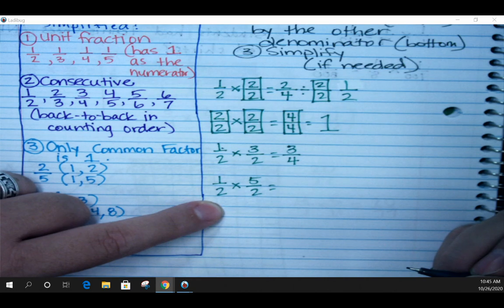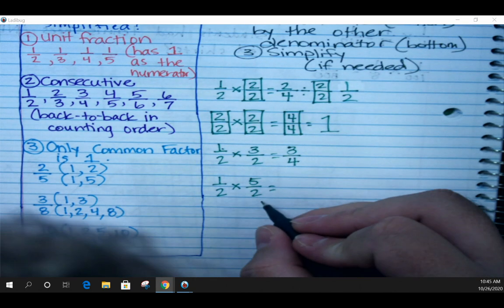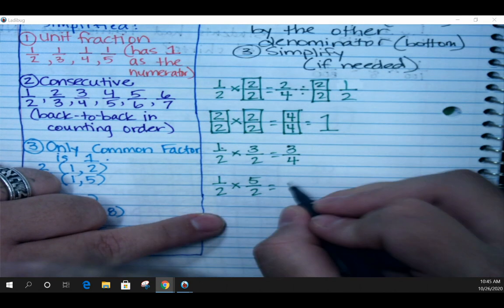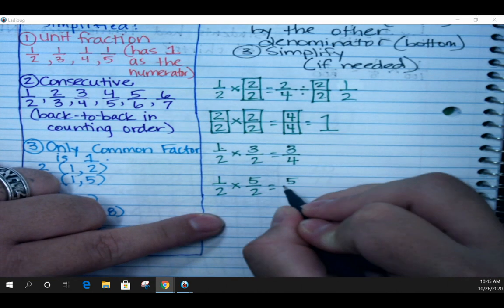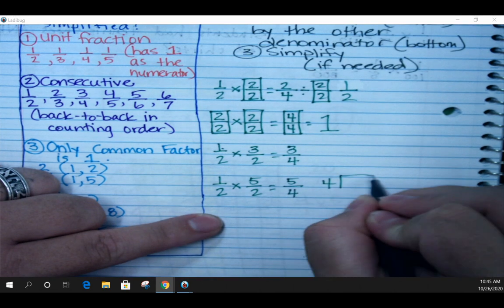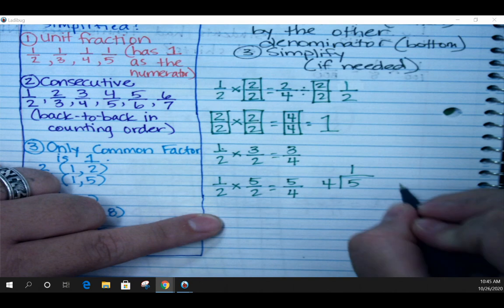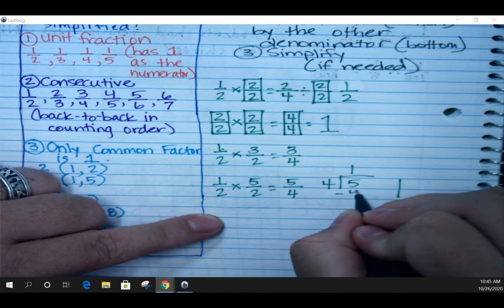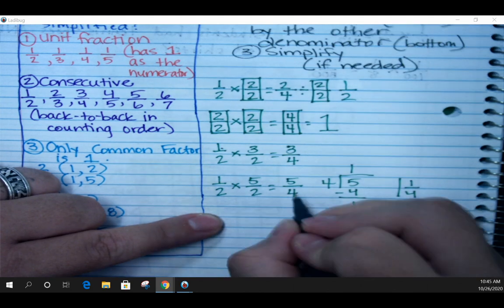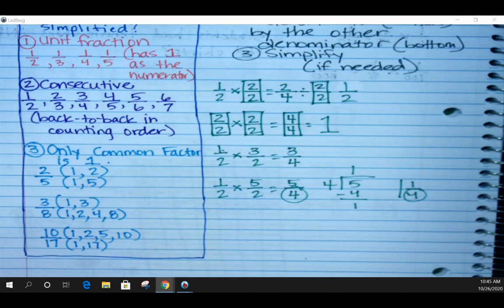What about 1/2 times 5/2? What is 5/2? 1 times 5 is? 2 times 2 is? 4. 4 goes into 5 one time. So your answer is 1 and 1/4. Why 4th? You keep your same denominator.